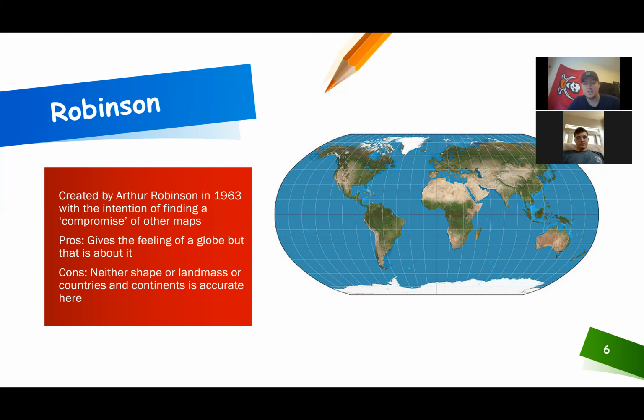I worked with the variables until it got to the point where if I changed one of them, it didn't get any better. It was only at this point that he worked out the mathematical formula that represents the Robinson map. The curved meridians give it a nice spherical look as well. The con of this, obviously, as I said, is that neither shape nor landmass is accurately represented here.